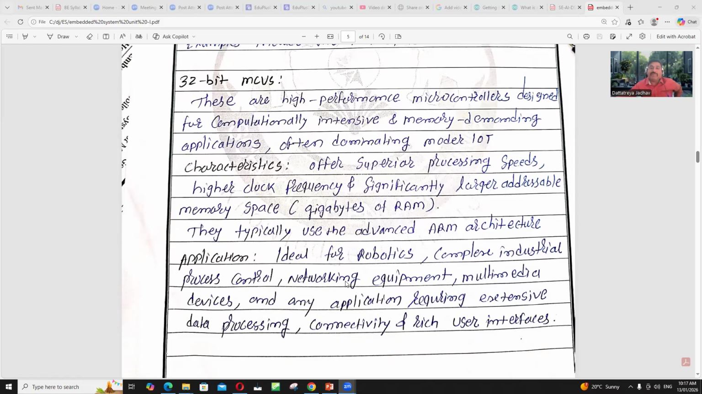So what are the applications of that one? It is ideal for robotics. That is a complexity, with interfacing of a number of applications, complex industrial process control, networking equipment, multimedia devices, and any application requiring extensive data processing, connectivity, and a rich user interface. So 32-bit microcontrollers are mostly used for high performance, high speed execution with a large amount of data.